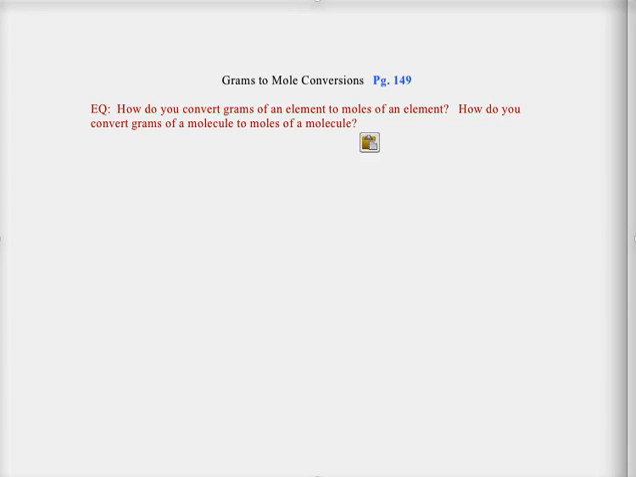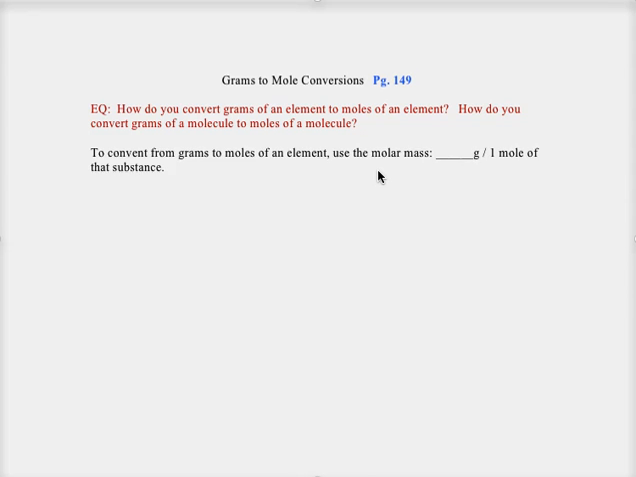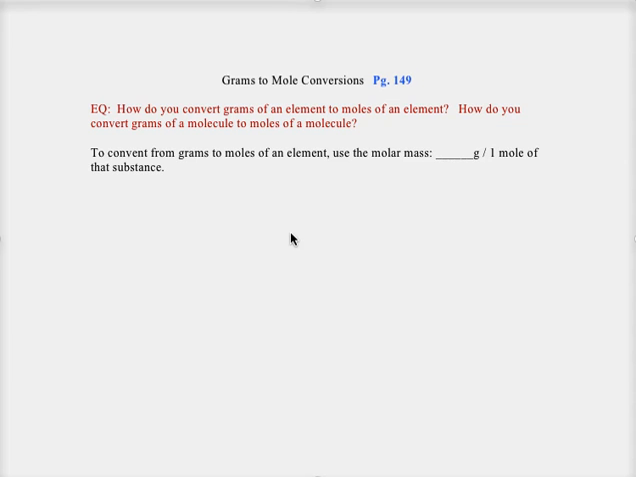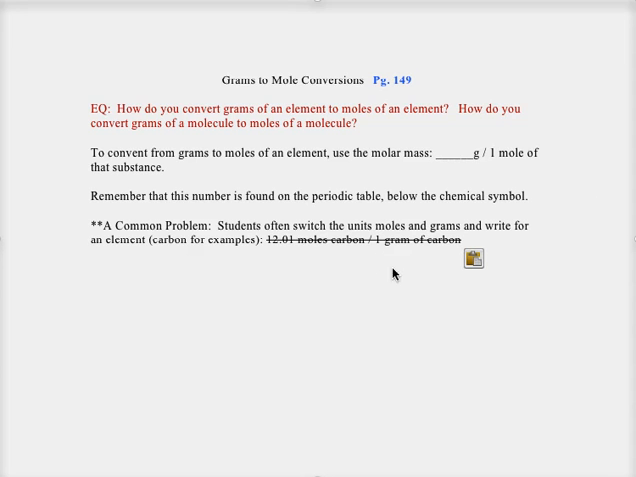So remember that in order to do any converting from grams to moles of a substance, you need to use the molar mass. Molar mass is expressed in some number of grams per 1 mole of that substance. A common problem that chemists have is they often flip-flop the moles and the grams. So look on the periodic table, look at the number below the chemical symbol. That is the amount of grams for 1 mole of that substance. So often students will flip-flop this. They'll write 12.01 moles of carbon, for example, for 1 gram of carbon, and that's incorrect.